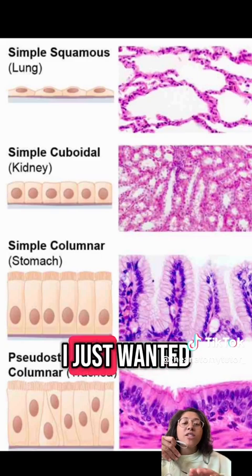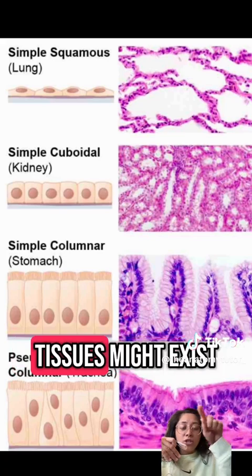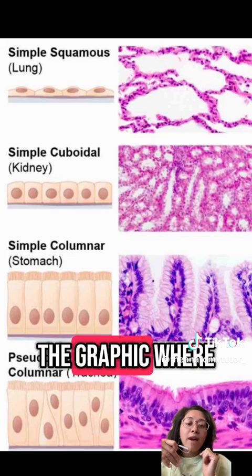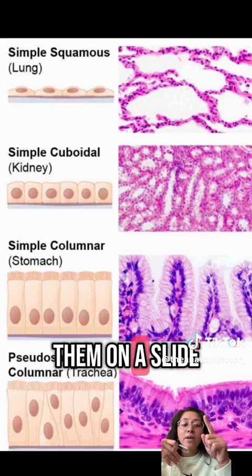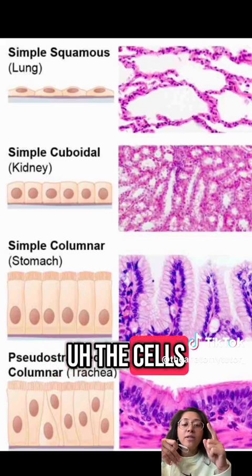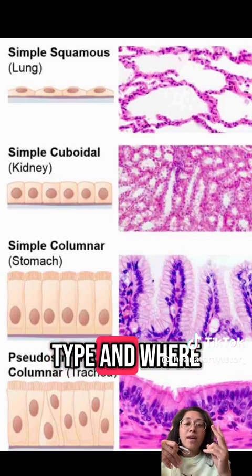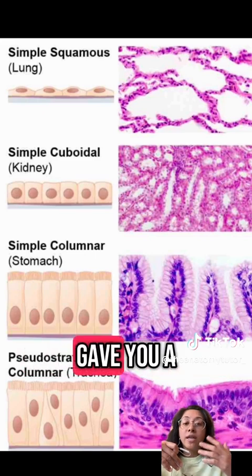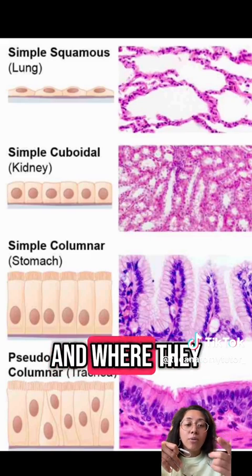So again, I just wanted to emphasize where these tissues might exist, and it's nice that the visual indicates on the graphic where you can locate them, because teachers want you to know how to identify them on a slide, not just the cell but the tissue type and where they exist in the body, as well as the function. So I just gave you a few examples of how these cells might function and where they are located.